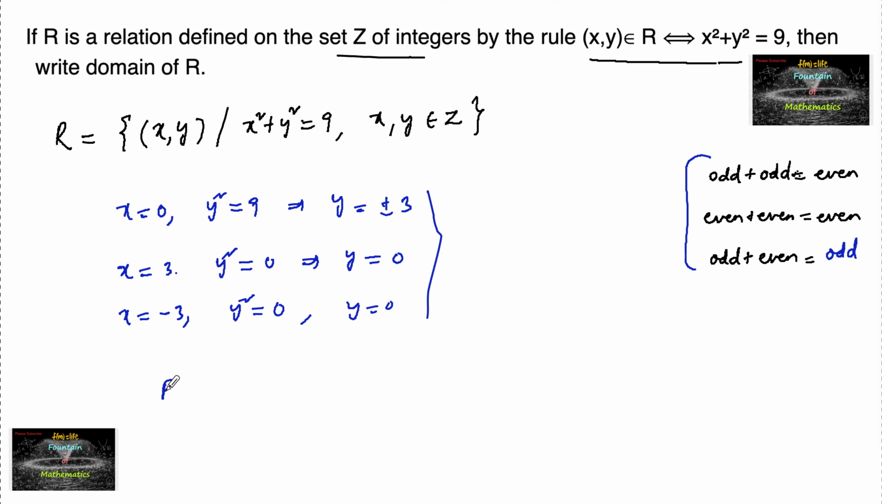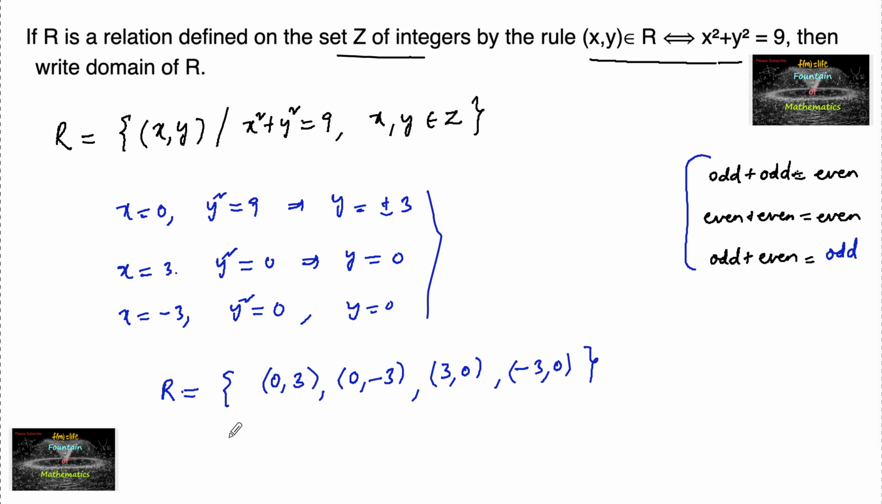So we can write the relation R is equal to {(0, 3), (0, -3)}, which are two ordered pairs, and when x is equal to 3, y is 0, and when x is equal to minus 3, y is 0. So these are the four different possibilities we can come across in this problem.